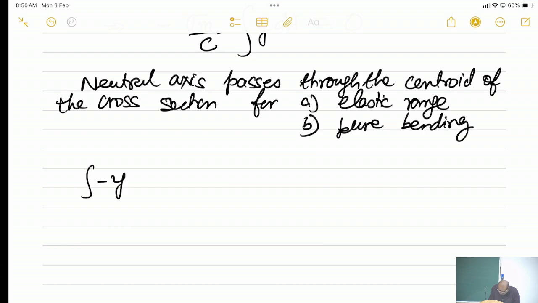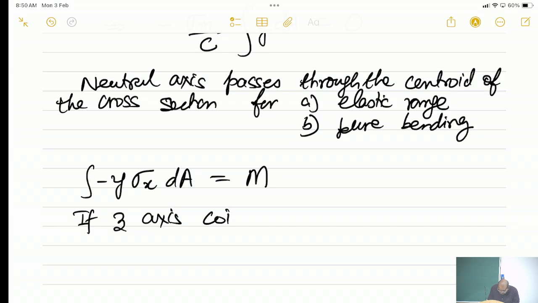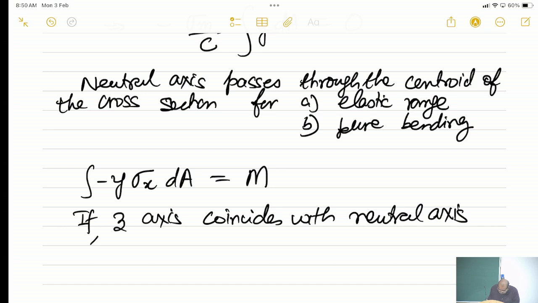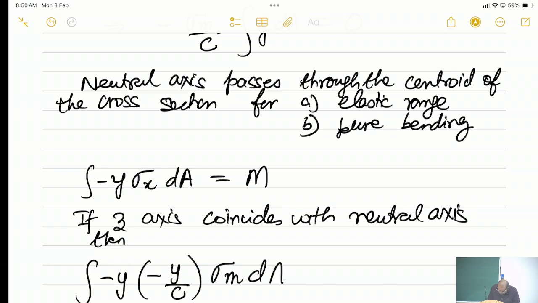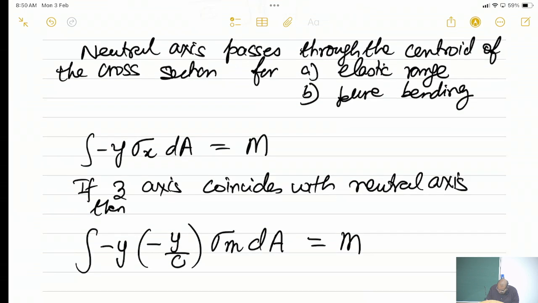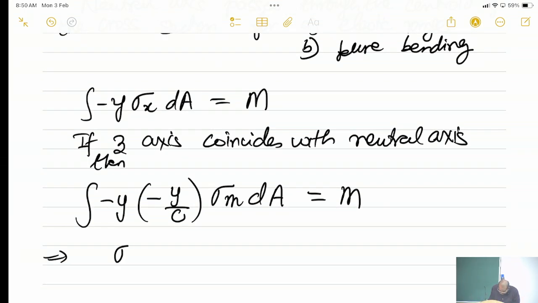Integral minus y sigma x dA is equal to M, and if the z axis coincides with the neutral axis, then integral minus y sigma x, which is equal to integral minus y by c sigma m dA, is equal to M, sigma m upon c.